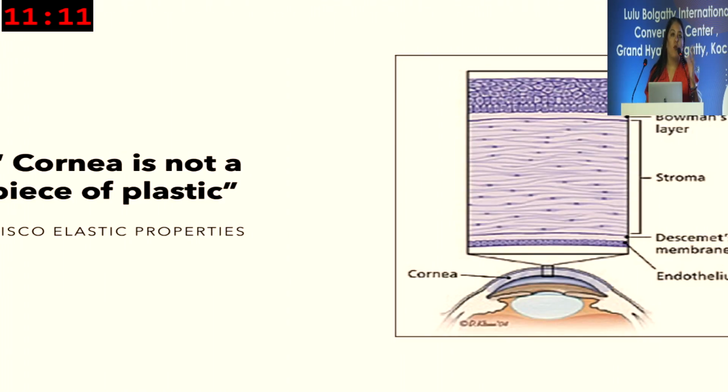Now, this is one of the most famous quotes of biomechanics, that cornea is not a piece of plastic, by Dr. Cynthia Roberts. The cornea is a heterogeneous structure with viscoelastic properties. The elastic properties more akin to solid, coming from the collagen. The viscous properties more akin to liquid, coming from the ground substance.